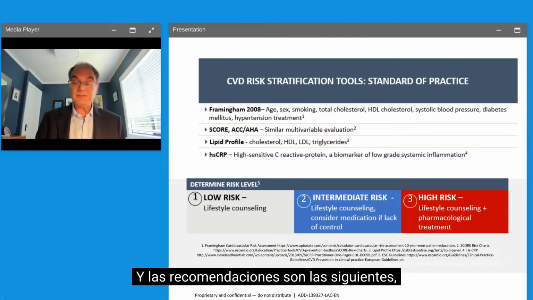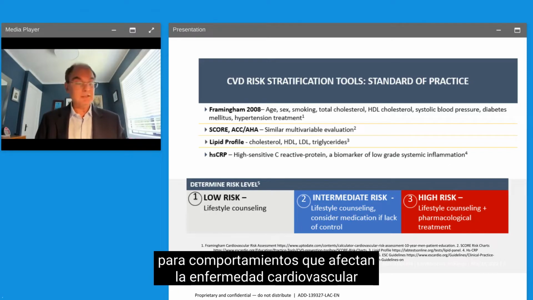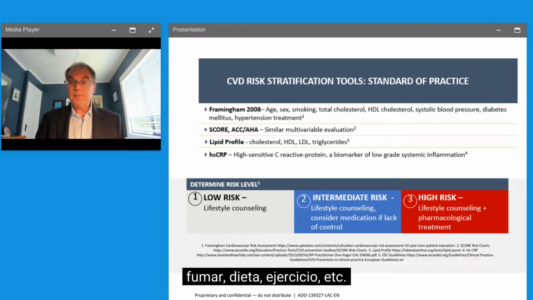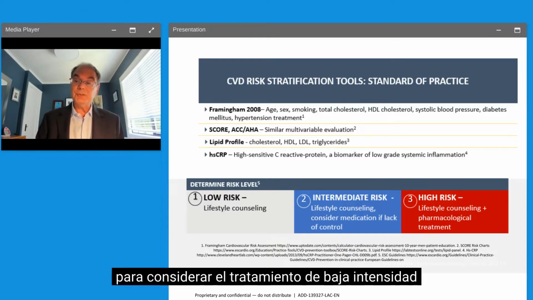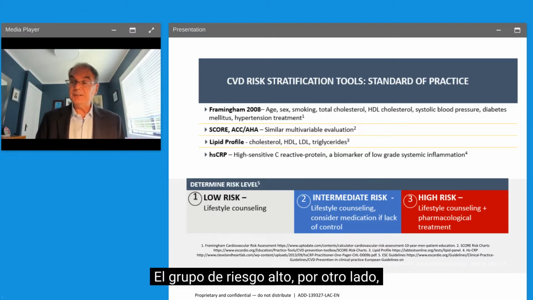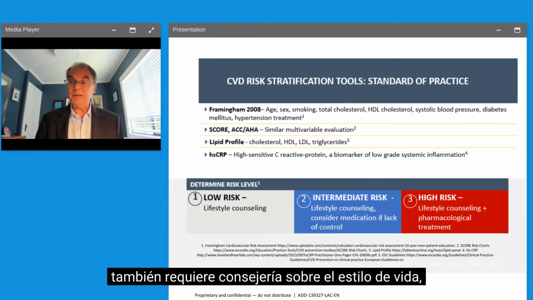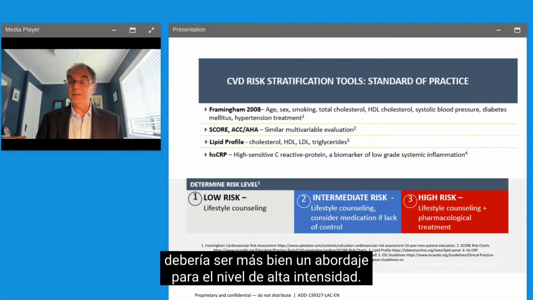And the recommendations are as follows. If a patient is at low risk, then there's lifestyle counseling for behaviors that impact cardiovascular disease, smoking, diet, exercise, and so forth. Patients at intermediate risk are also advised lifestyle counseling, and there's also a recommendation to consider low-intensity treatment if the risk factors are not controlled by lifestyle alone. The high-risk group, on the other hand, are also advised lifestyle counseling, but in this case, pharmacological treatment should be more of a high-intensity level approach.